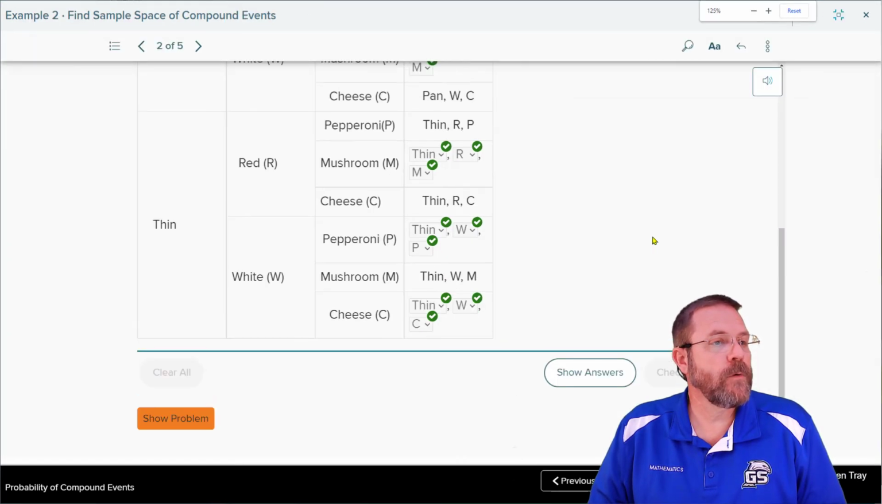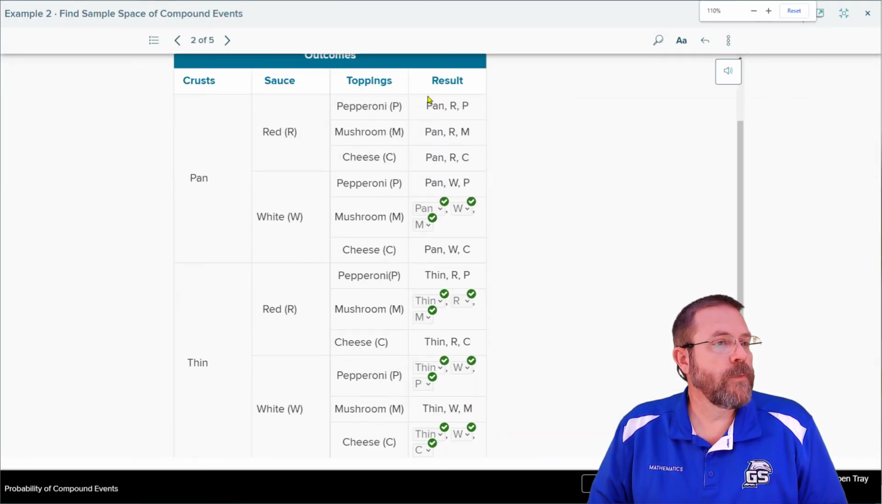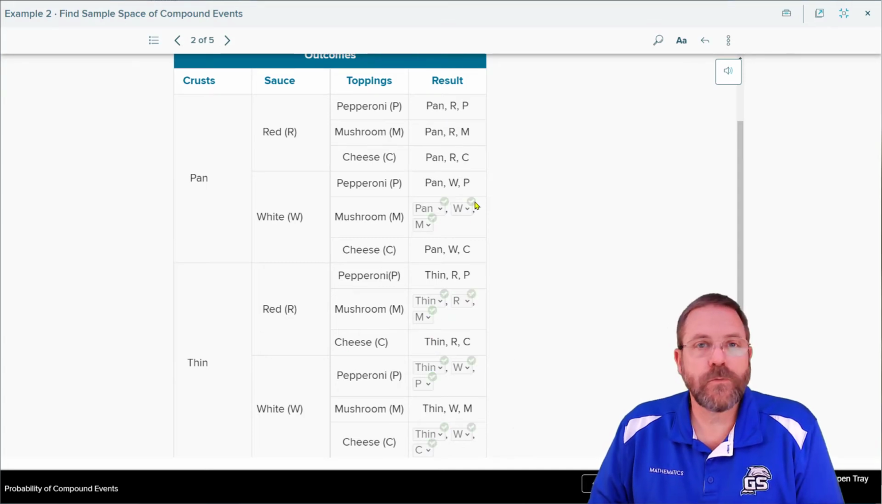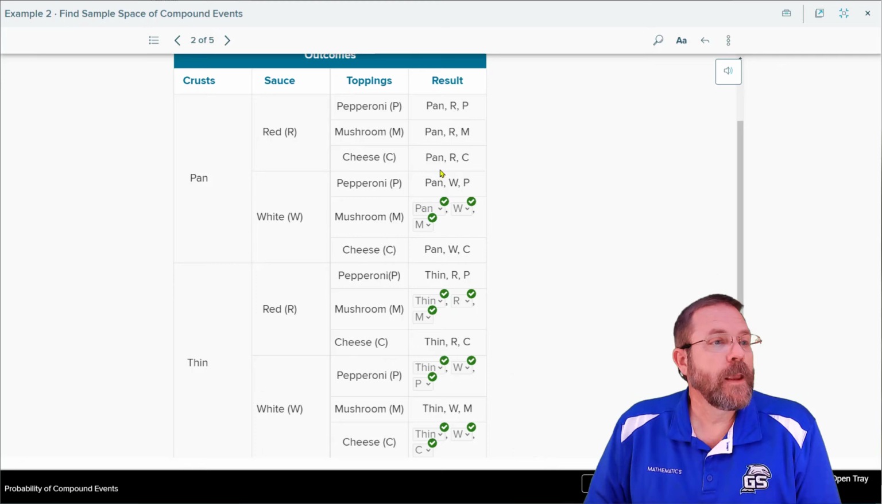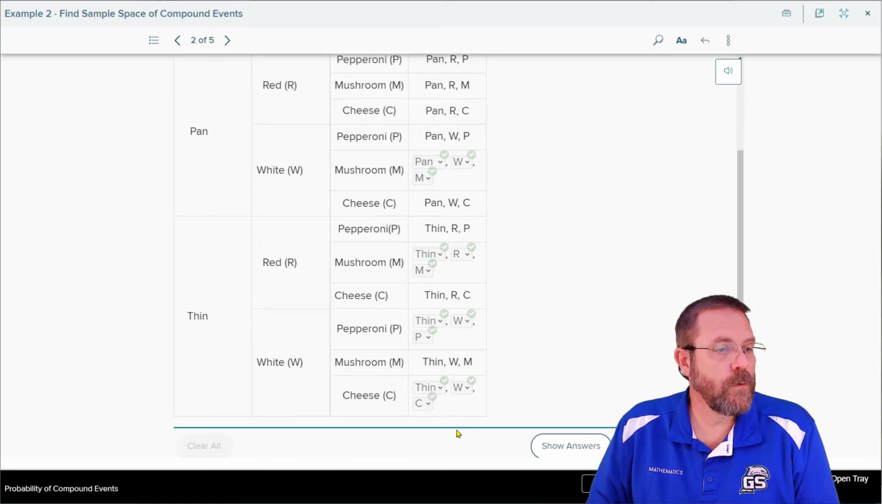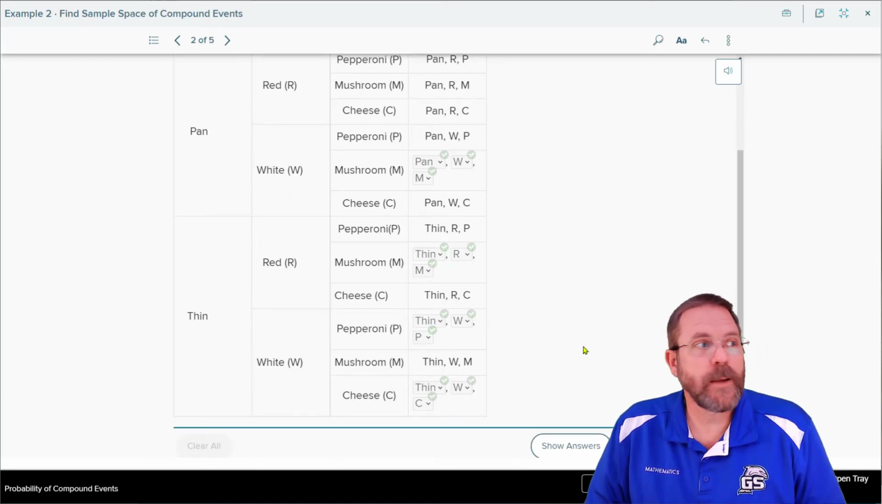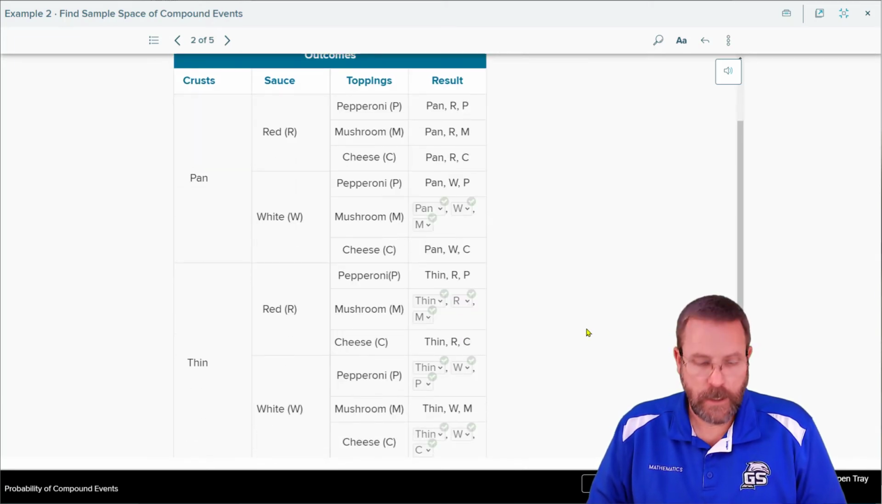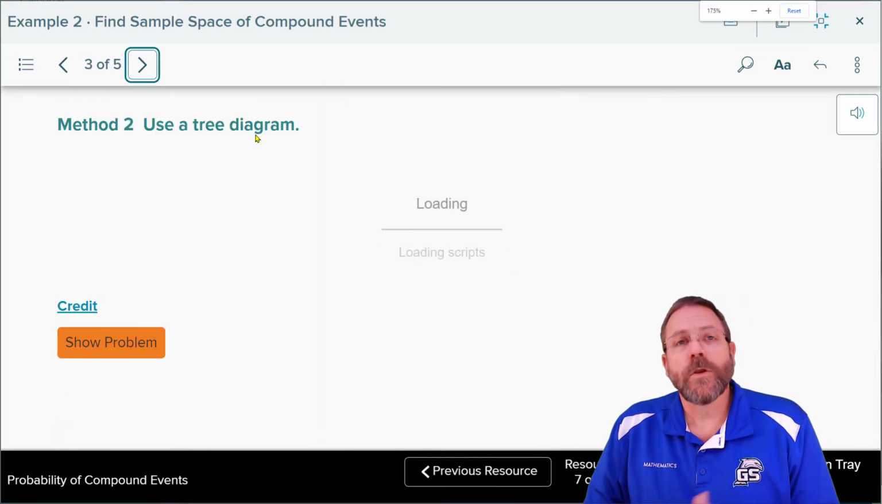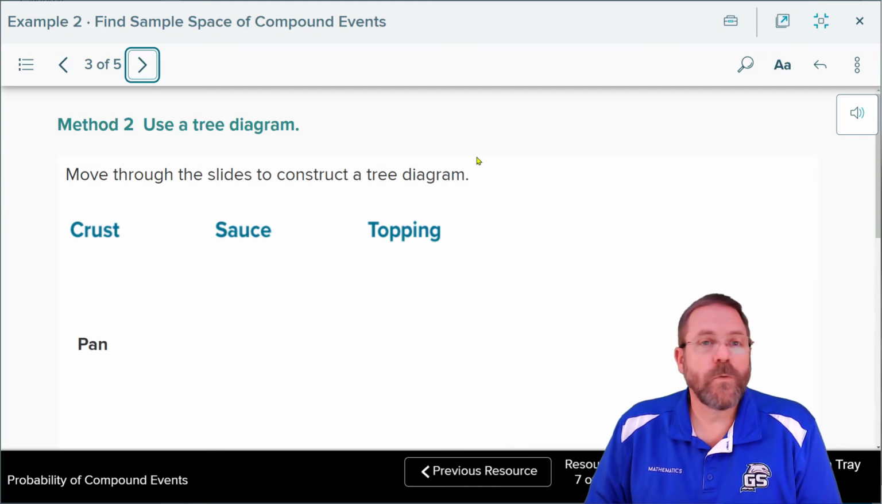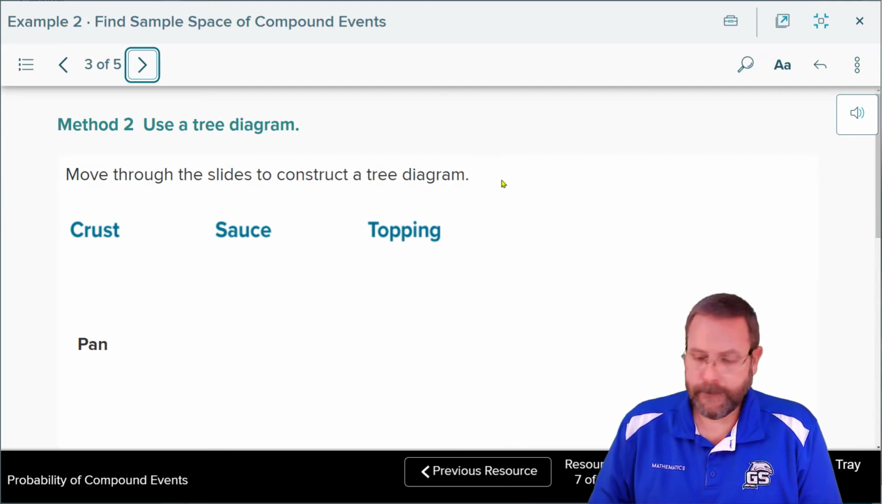If I zoom out, you'll be able to see right there is your entire table, which could also be seen kind of like a tree diagram. And you would have 1, 2, 3, 4, 5, 6, 7, 8, 9, 10, 11, 12 different items in your sample space. 12 different ways that you could arrange these pizzas. Moving forward from here, using the tree diagram is going to work the same basic way.